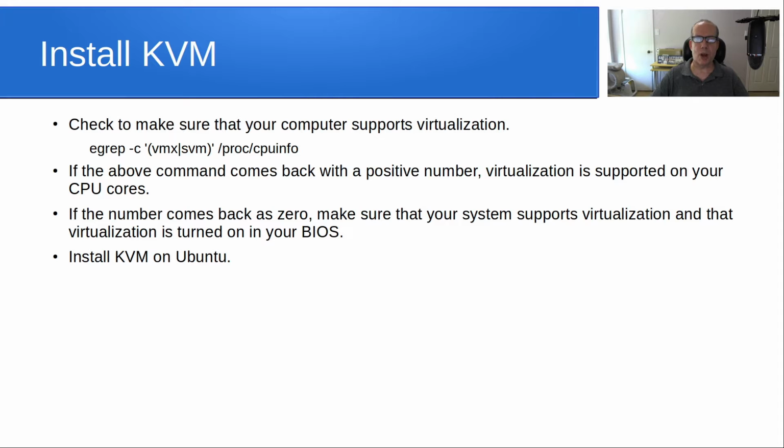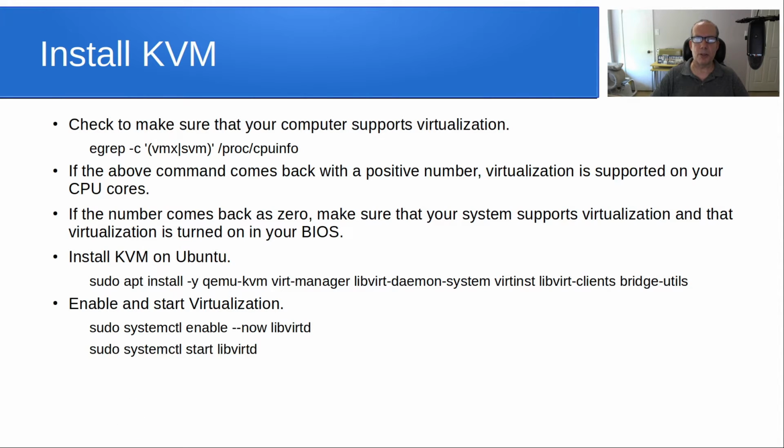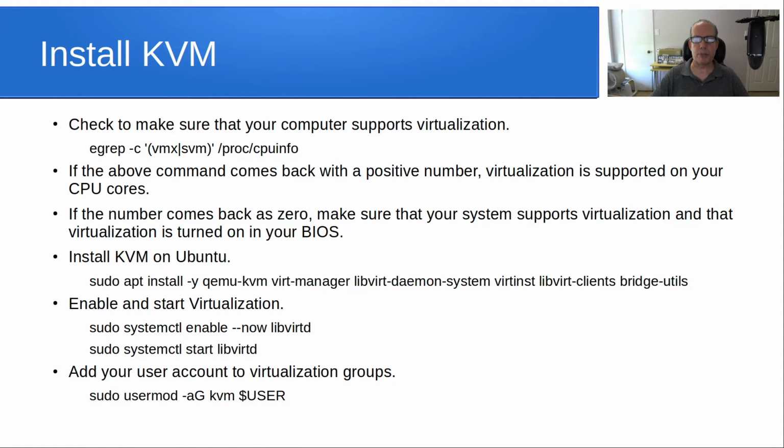And then you want to install KVM on Ubuntu. And in our demonstration, we're going to show how that is done. And these are the components you would be installing. And then we want to enable and start virtualization by enabling the libvirtd daemon and starting the libvirtd daemon. And then we want to add our account to two of the virtualization groups, one being the KVM group and the other being the libvirt group, so that we can manage virtual machines without having to provide the sudo command.